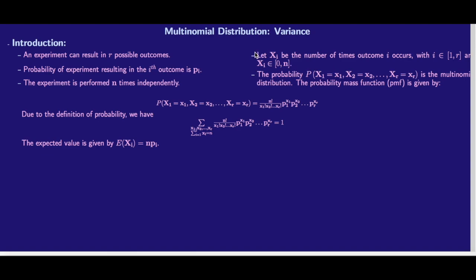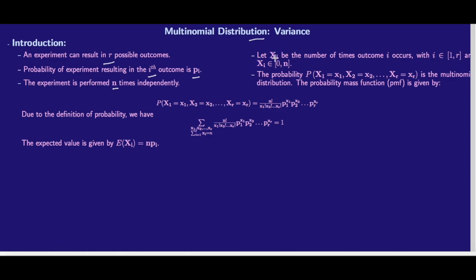Hello, so in this video we will talk about how to calculate the variance of a multinomial distribution. As a recap, this is an introduction of the multinomial distribution: we have an experiment that can result in r possible outcomes, and the probability of the experiment resulting in the ith outcome is given by pi, and the experiment is performed n number of times. Each performing of the experiment is independent of the other performing.